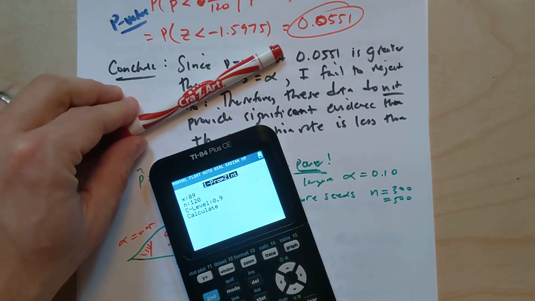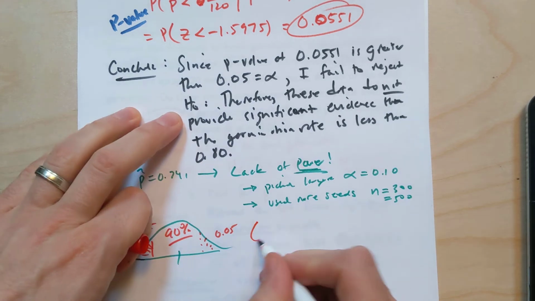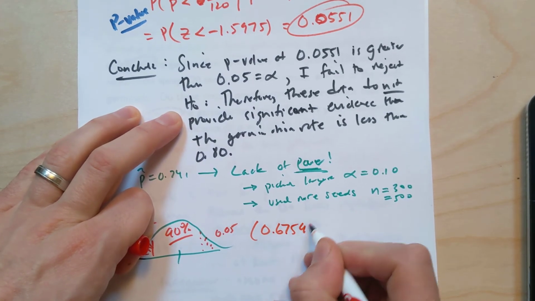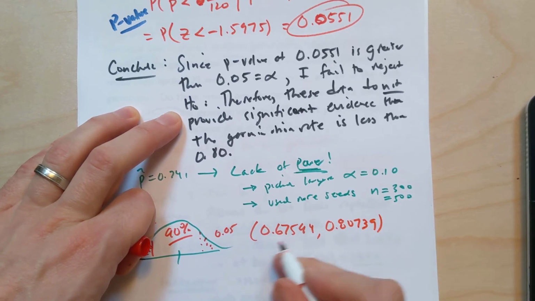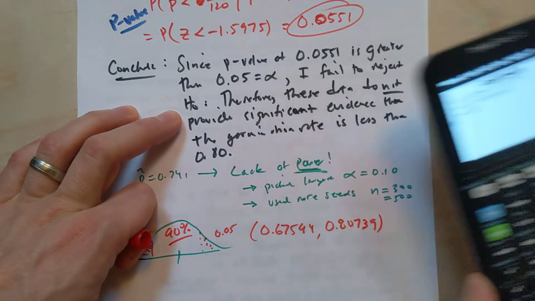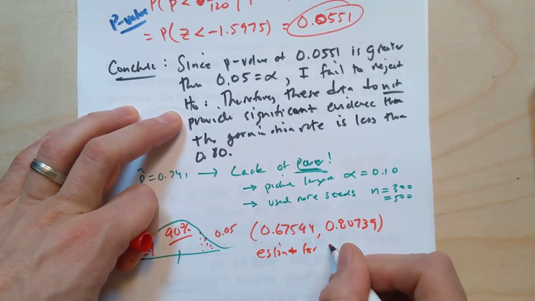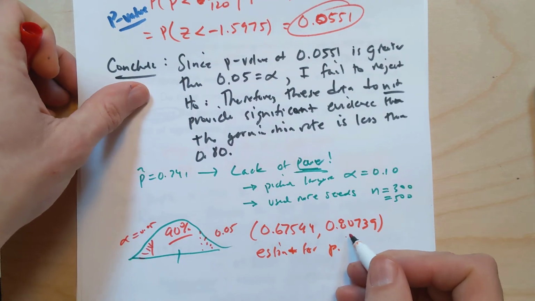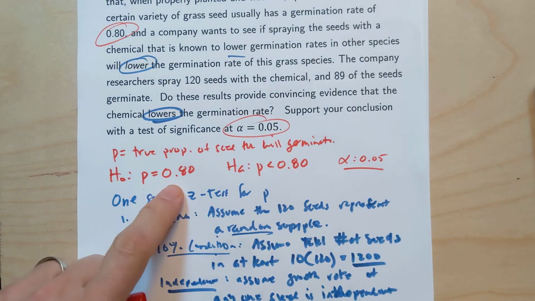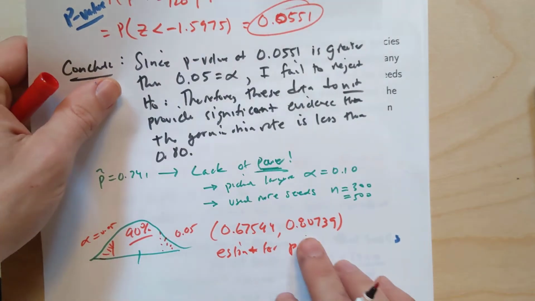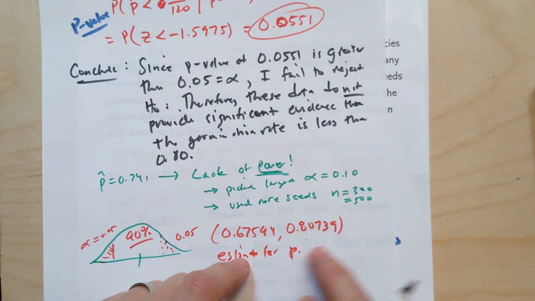So I made a quick 90% confidence interval. I could hit calculate, and we got 0.67594 to 0.80739, right? Now this 90% confidence interval gives me an estimate for P. This is an estimate for P. And notice that 80% is still just barely in this estimate, right? 80%, which was my hypothesized value. This confidence interval would be consistent with the significance test. We would fail to reject.